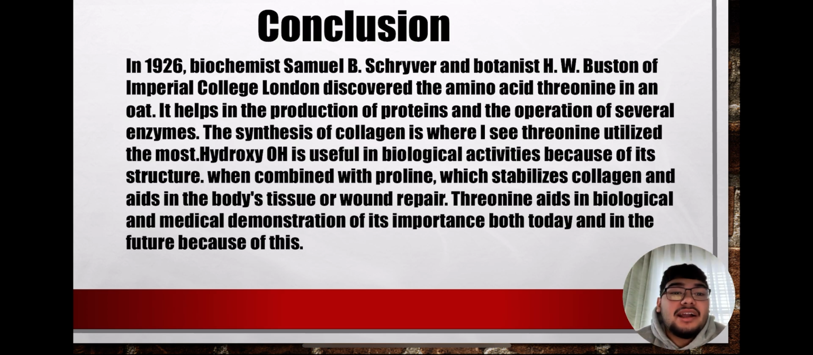So to end my presentation, in 1926, biochemist Samuel B. Schryver and botanist H.W. Buston of Imperial College of London found the amino acid threonine in oats. And threonine helps in the production of proteins and the operation of several enzymes in the body.